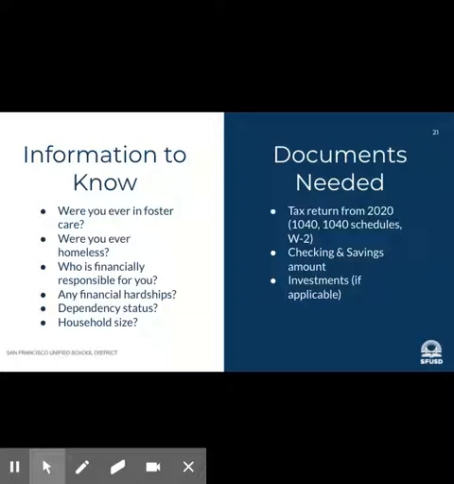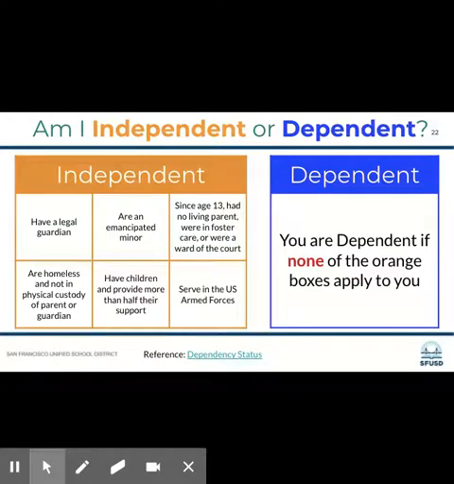Some documents you will need are listed here: your parents' tax return, the amount of money in checkings and savings accounts, and any investments that you may have. Dependency status is important to figure out because if you are considered a dependent student, you will need to provide information about your legal parents on the application. If you are an independent student, then you don't need to provide info about them.